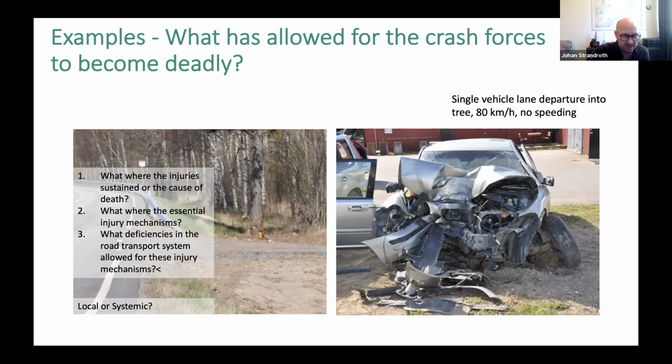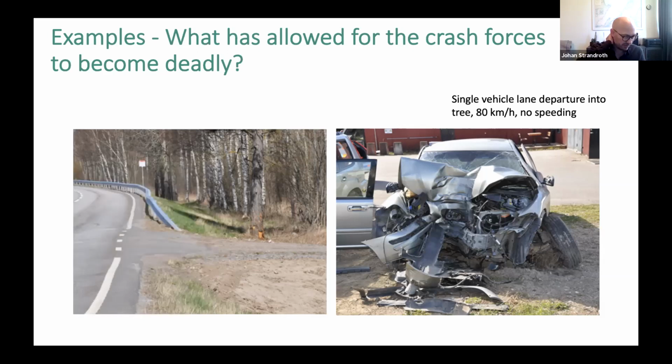Now, the deficiency in this case. If we look at this picture again, what could it look like? Well, you can remove that tree, of course. You can make that roadside environment more forgiving. Problem is, though, you'll probably just smash into the next tree. So remove that tree and treat it as a local risk or local deficiency, and there'll be another local deficiency 5 meters away. So maybe a systemic deficiency then, because again, this is what we see all over Sweden and all over the world: trees close to the road.